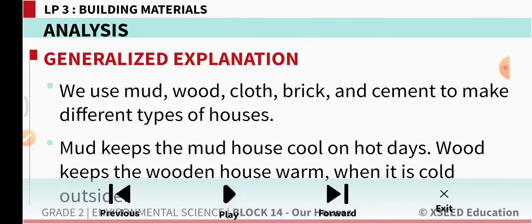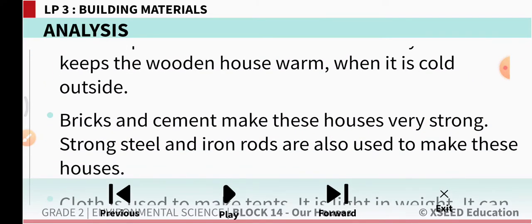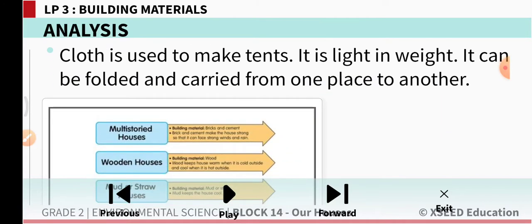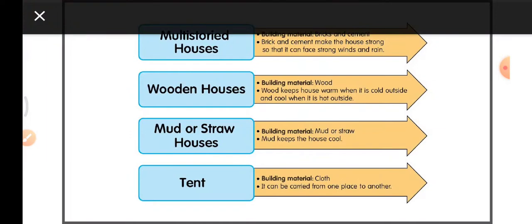We use wood, mud, cloth, brick and cement to make different types of houses. Mud keeps the mud house cool on hot days. Wood keeps the wooden house warm when it is cold outside. Bricks and cement make these houses very strong. Strong steel and iron rods are also used to make these houses. Cloth is used to make tents. It is light in weight. It can be folded and carried from one place to another. Now, let us read this.